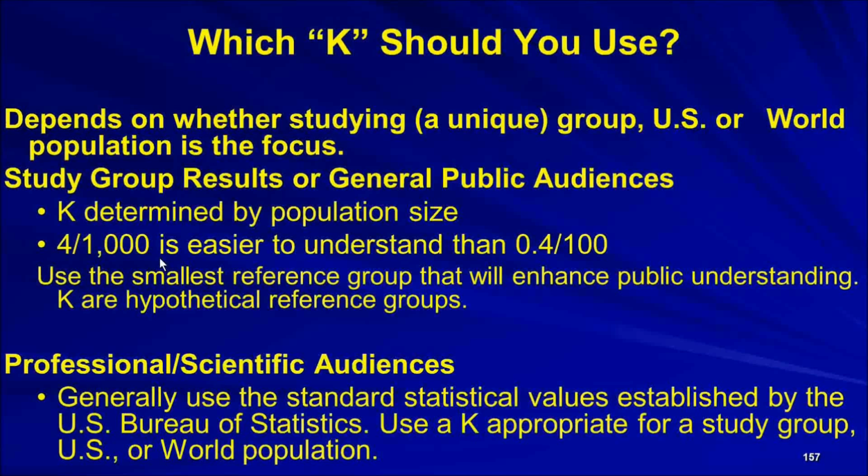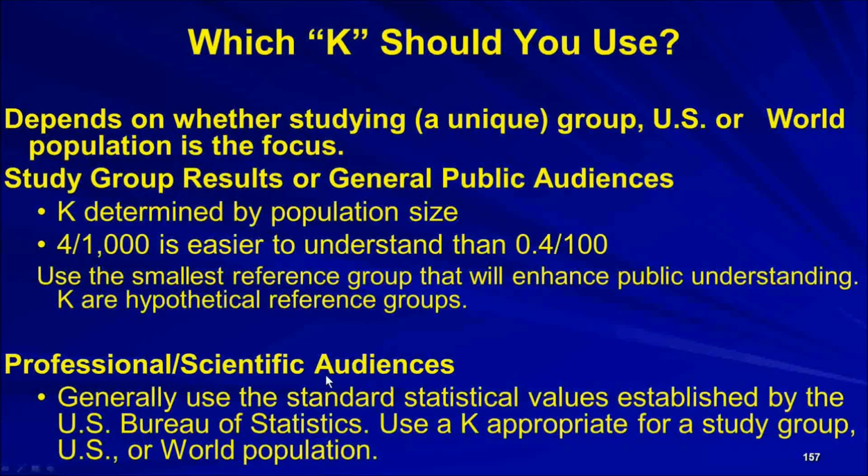Now notice this next statement. It sounds like it's contradictory to the one I just told you. It says, use the smallest reference group that will enhance public understanding. K are hypothetical reference groups. Well, this would probably enhance greater understanding, but in epidemiology they wouldn't like it because it's a 0.4, and that's why we use 4 per 1,000 rather than 0.4 per 100. Okay? I hope that's clear.